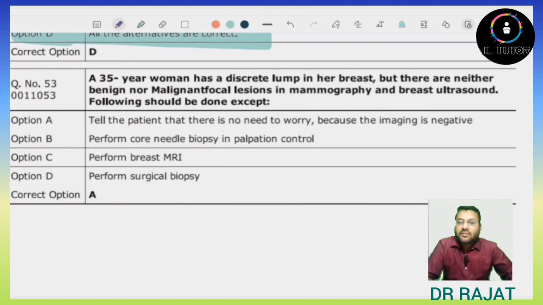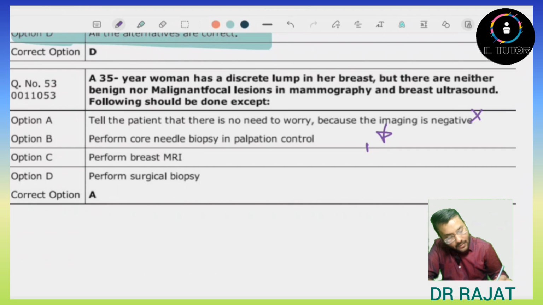Next question is, a 35-year-old woman has a discrete lump in her breast, but there are neither benign nor malignant focal lesions in mammography and breast ultrasound. The following should be done except. So the woman has a discrete lump, but mammography and ultrasonography both are negative. What should be done next? To tell the patient that there is no need to worry because the imaging is negative. No, this is not correct, because if mammography and ultrasound are negative, then we have to go for other modalities to find why the discrete lump is present. So this is a wrong statement.